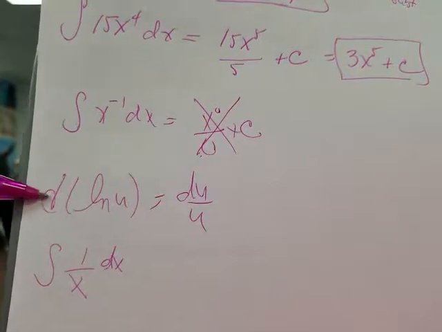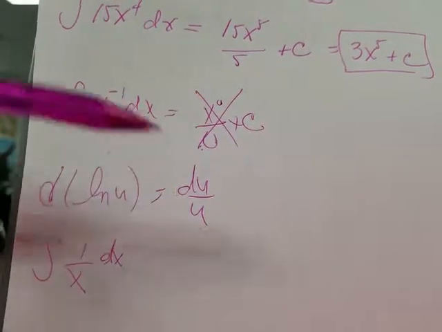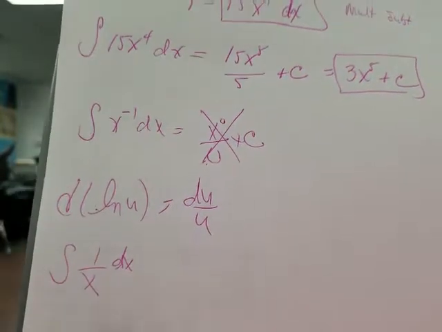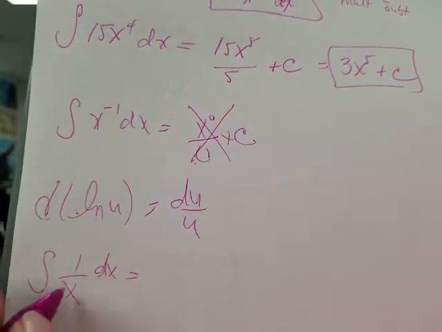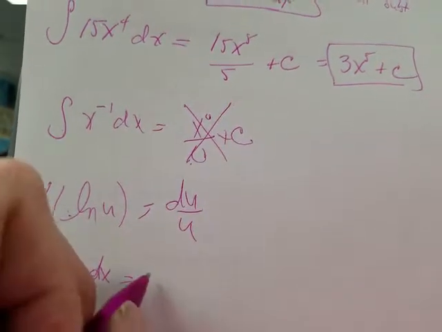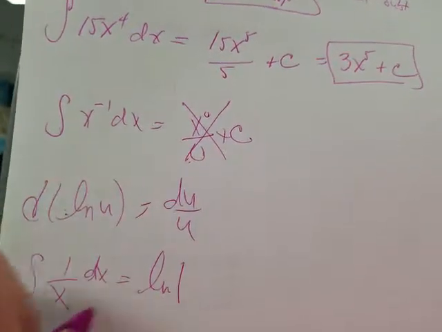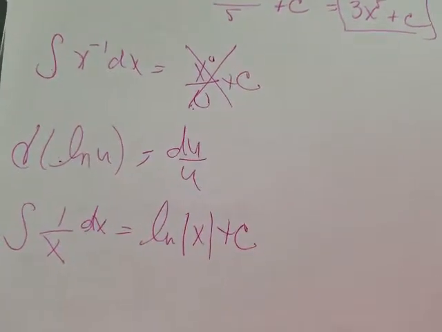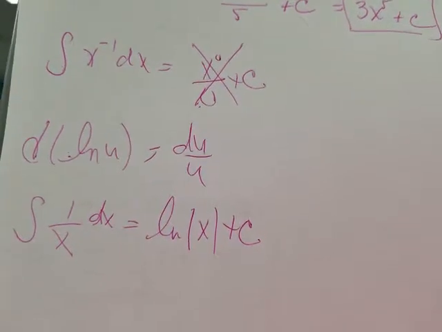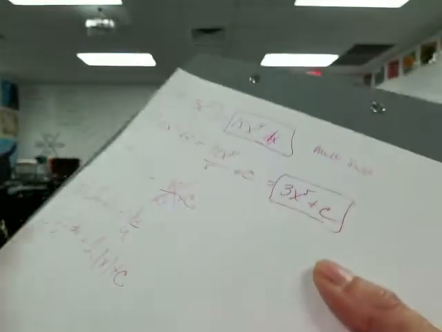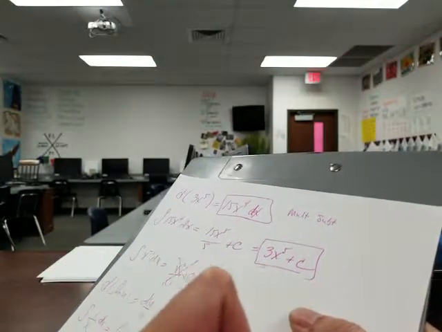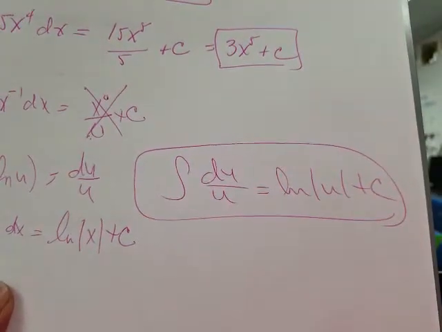Well, think about that. We've already done the derivative of the natural log of u was du over u. So if I'm going backwards and integrate du over u, that's going to give me the natural log of u. Then this answer right here, the integral of 1 over x dx, really the integral of du over u, will be the natural log of u, but you do have to do the absolute value of it, and then plus c again. So that'll be your new rule today that you are going to need to get memorized: the integral of du over u is going to be the natural log of u plus c. We're going to need to have that memorized today.